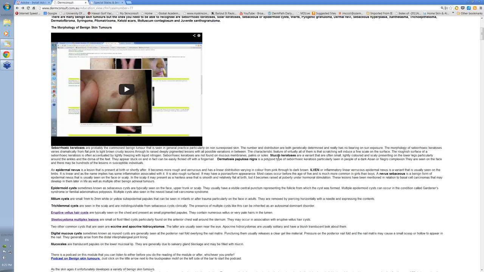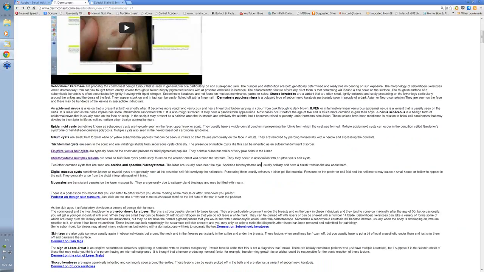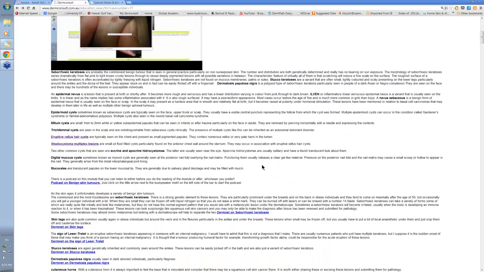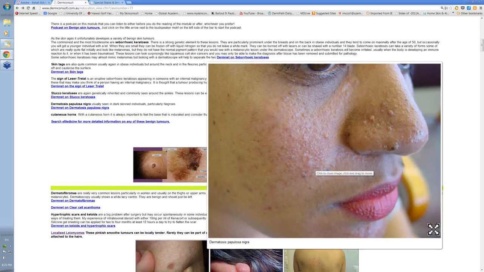The condition stuccokeratoses. These are lesions that are seen on the ankles. They're a variant of seborrheic keratosis, and I think Steve Cossard's father Emery wrote one of the first papers on stuccokeratoses. Dermatosis papulosa nigra, a very common condition that you'll see particularly in Asians and also in Afro-Americans. I think there's an image down here of these. And you can see that they're very seborrheic keratosis-like.